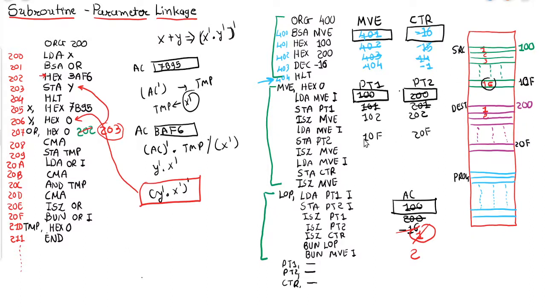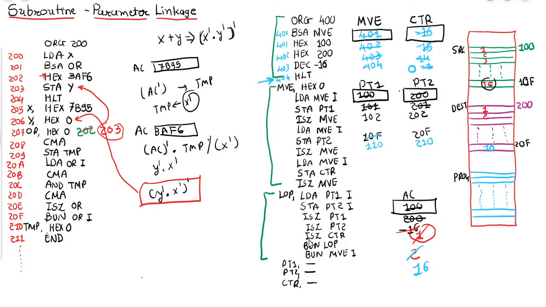LDA PT1. So the value of PT1 is 10F. So 16 will be loaded into the accumulator. Then STA PT2 means this 16 will be stored on the last location in the destination. Okay, then ISZ PT1 and PT2. So the new locations will be, let's say, 110 and 210. Okay, after that next is ISZ counter. So the counter will be incremented to 0.